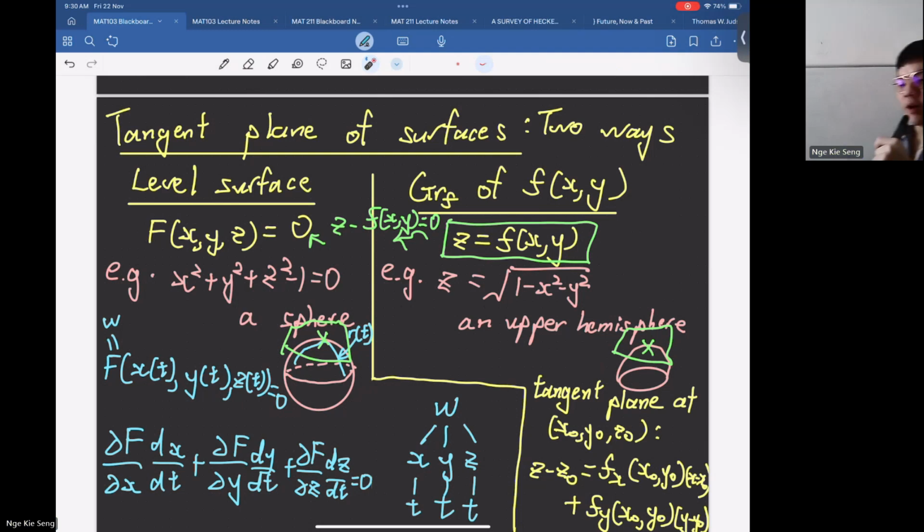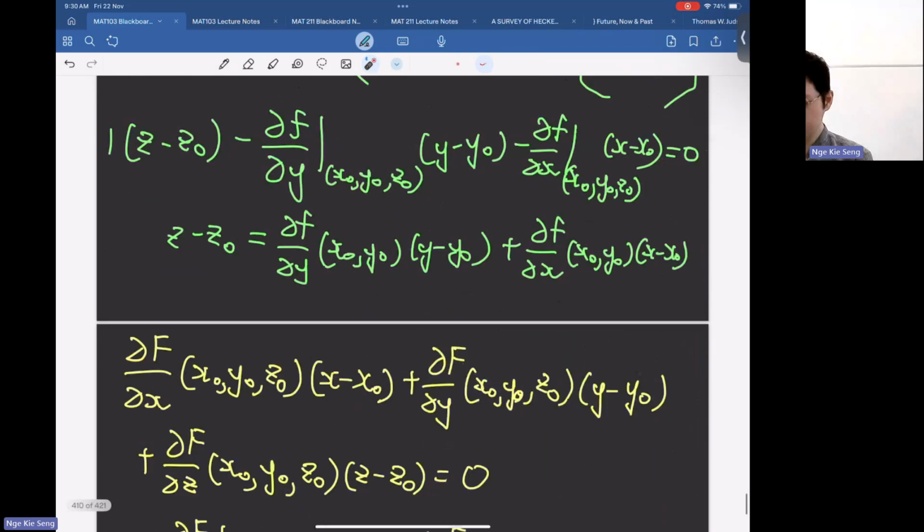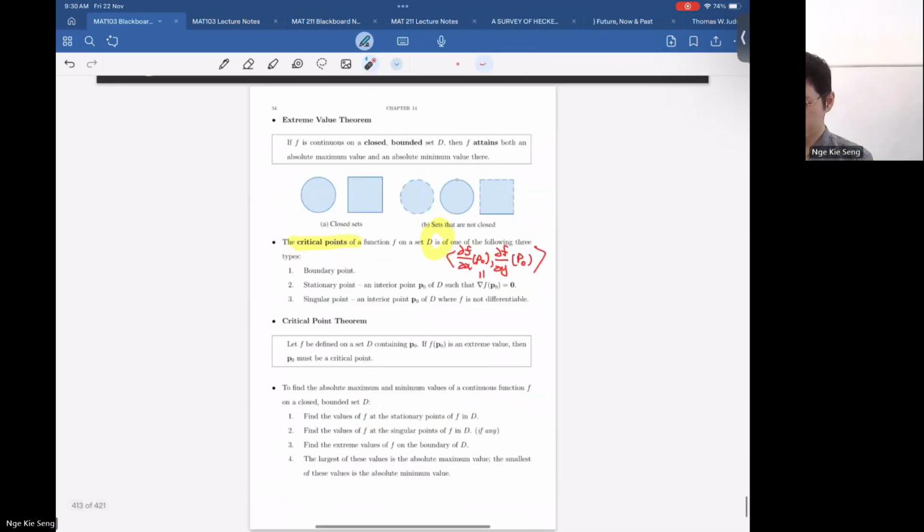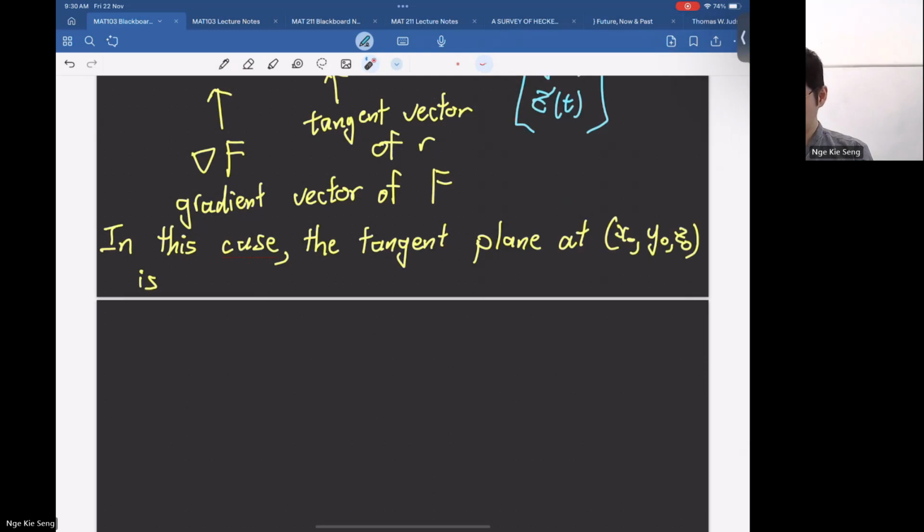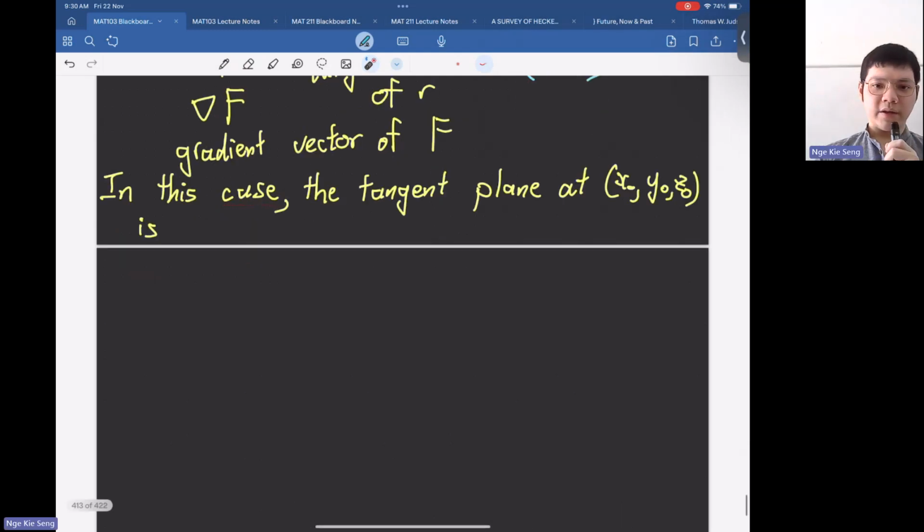So if you want to memorize the formula, I suggest you memorize this one, because this one can deduce the other one. You don't need to memorize both. One can deduce the other. Right. So this is about the tangent plane.